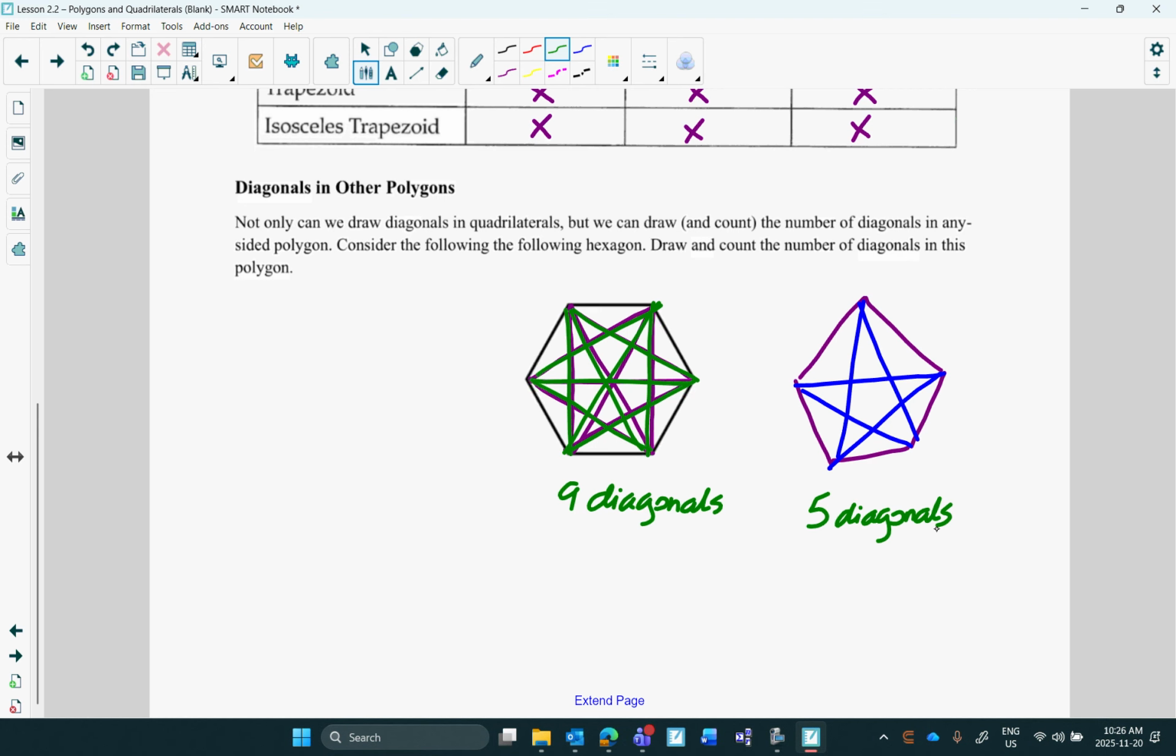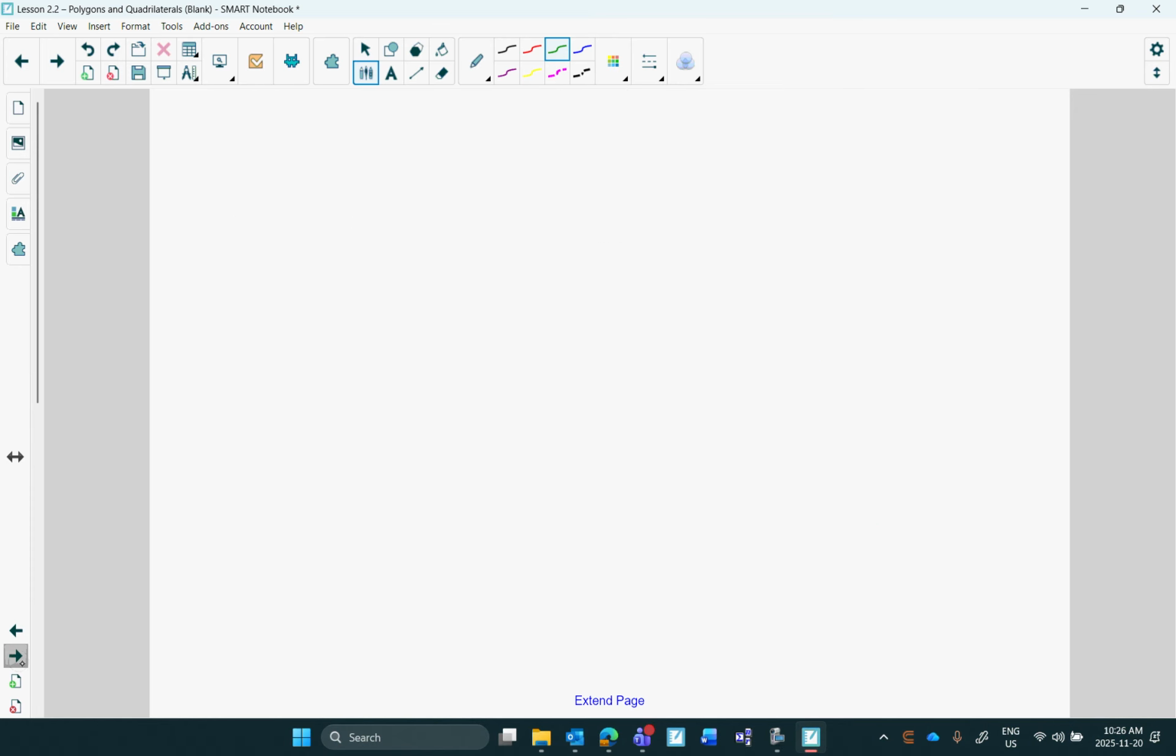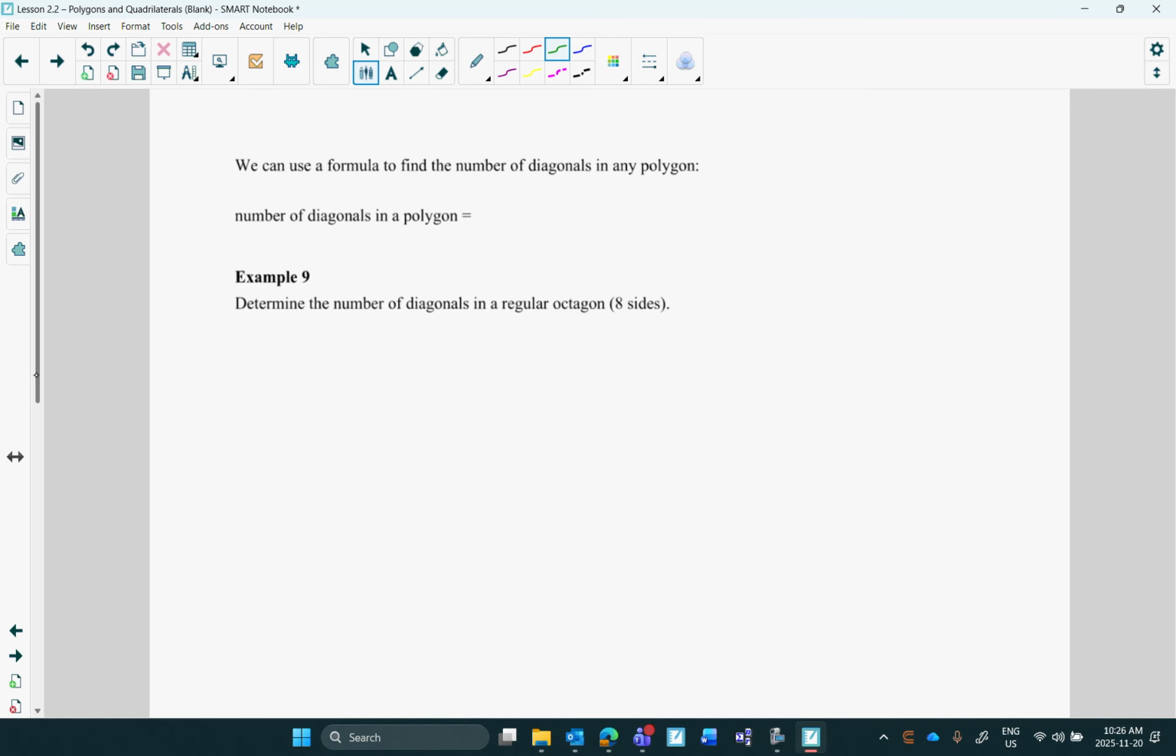Obviously, trying to keep track of it might be a little bit challenging. There is a formula that we can use to calculate the number of diagonals, and you're given this on the formula sheet. It is n times n minus 3, divided by 2, where n equals the number of sides.